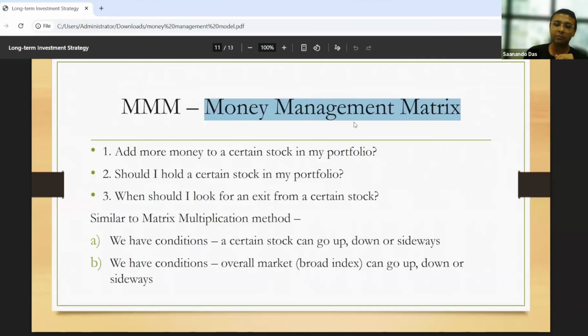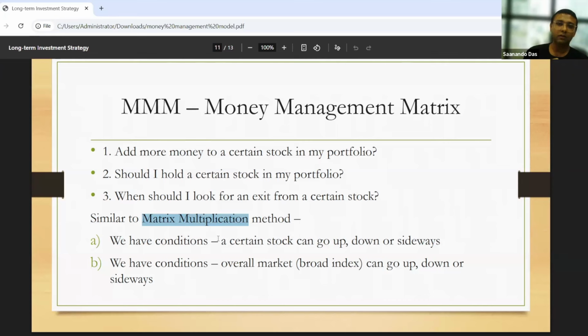And this money management matrix uses this method, that is matrix multiplication. Those who have done your engineering in the early days or mathematics honors, in the early days you have done matrix multiplication model. So this will be similar to matrix multiplication. We have certain conditions. What are the conditions?